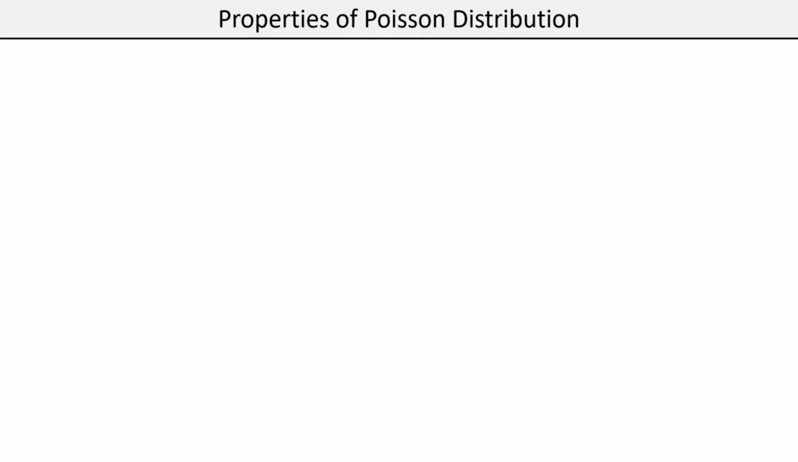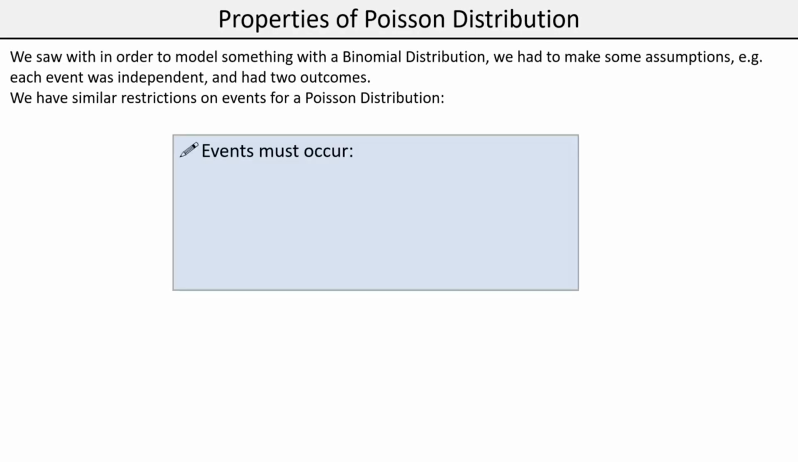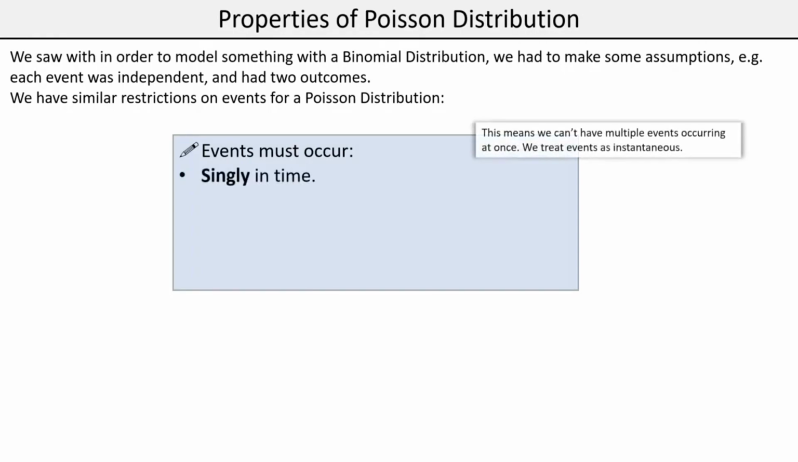The criteria, the conditions, the assumptions that we would need to make for the binomial to be the appropriate modeling decision. Well, the Poisson distribution has its own criteria, conditions, assumptions that you would need to know to make sure you're choosing the Poisson distribution correctly. Those criteria are that the events we're considering must occur singly in time. That means one at a time. It's impossible to have two of these events happen at once.